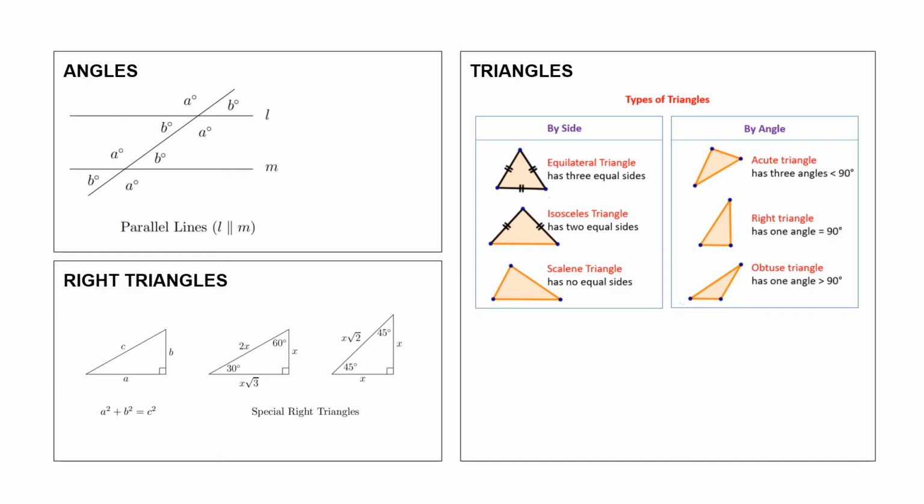All right, let's review geometry and measurement. On the topic of angles, we have a few types. We have vertical angles. These are angles that, when we have two intersecting lines, are across from one another. These angles that are across from one another are equal. So we have angle A equal to angle A. They're across from one another. Same thing with angle B. They're equal. Next up, we have corresponding angles.